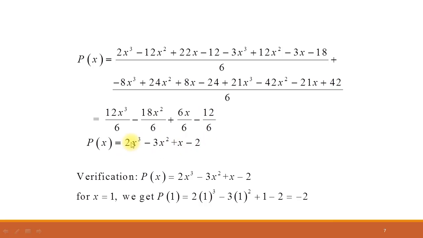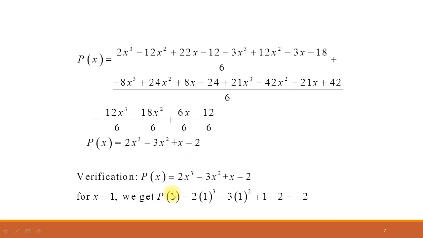Now this is the polynomial for the given data. This polynomial has degree 3. Now dear students, you can verify this polynomial by the given domain values. So suppose we want to put the value of x is equal to 1 in this polynomial to verify the polynomial.